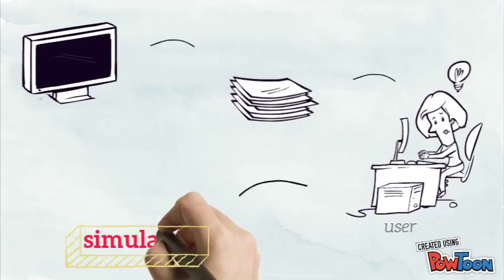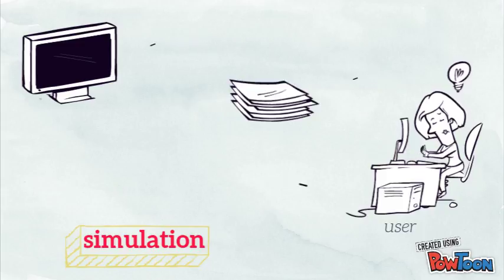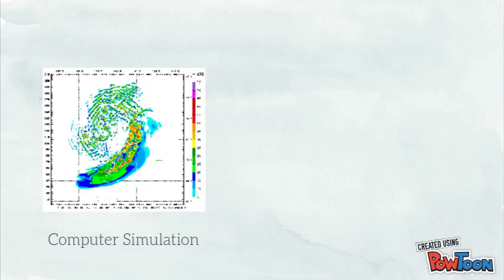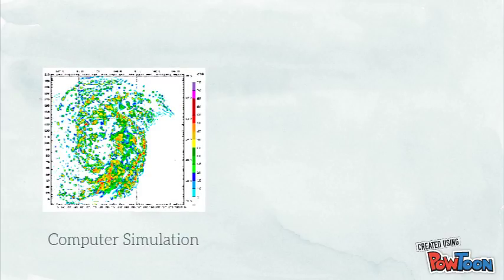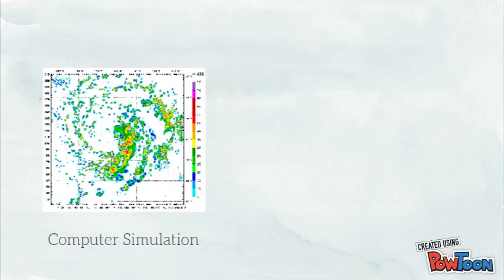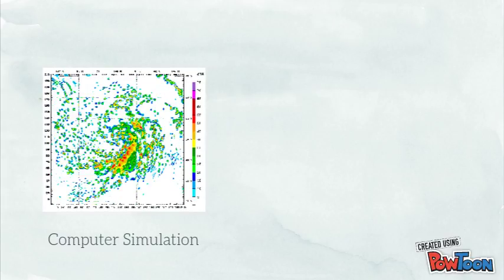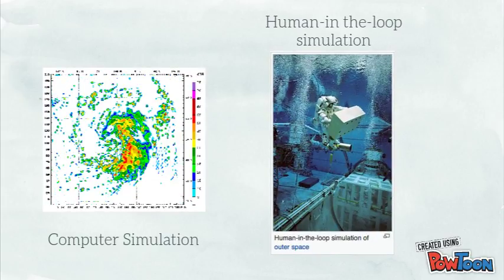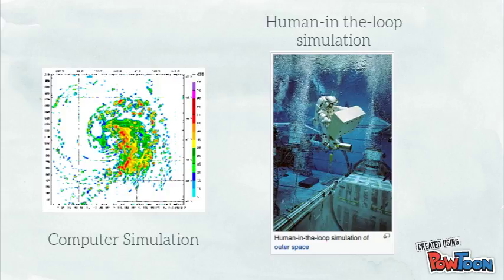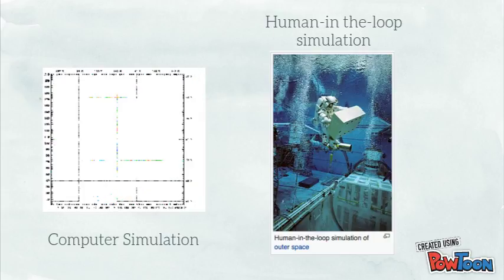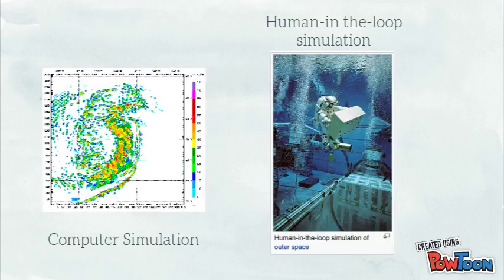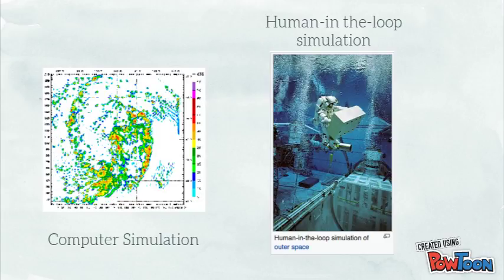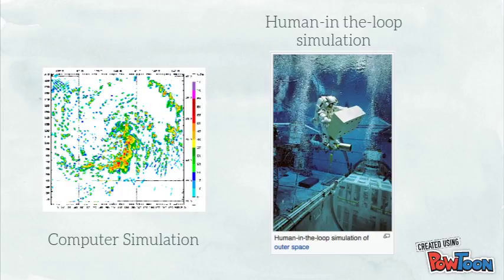Now, there are different types of simulations, and they are used for different reasons. For example, most of us are familiar with computer simulations, like the one you are seeing here depicting a hurricane pattern. You also have a different type of simulation. Here you see an astronaut practicing in outer space. This type of simulation helps astronauts become accustomed to and familiar to the conditions of the atmosphere in outer space. This is referred to as a human-in-the-loop simulation.